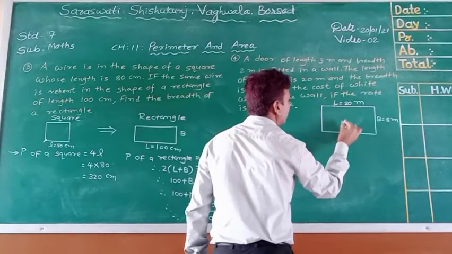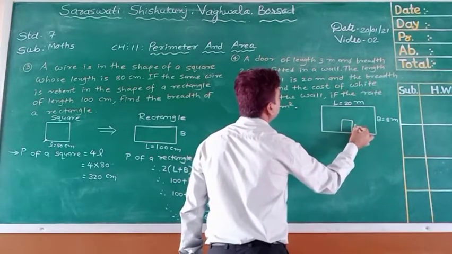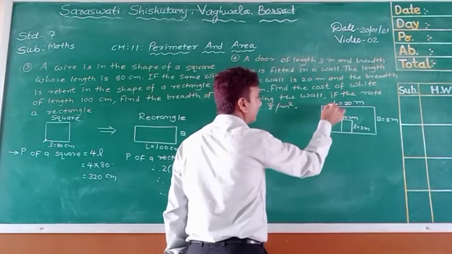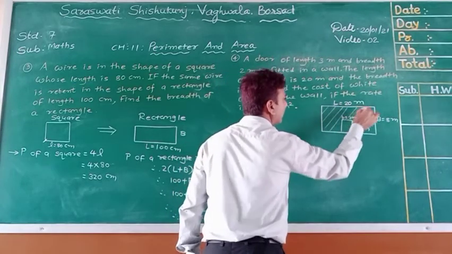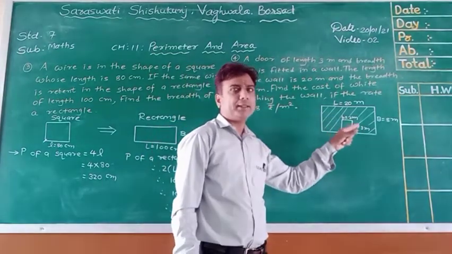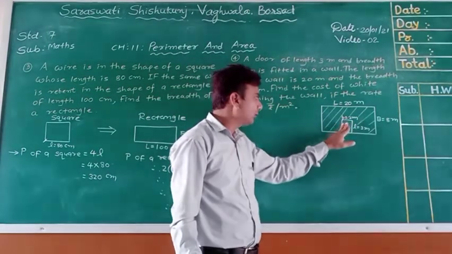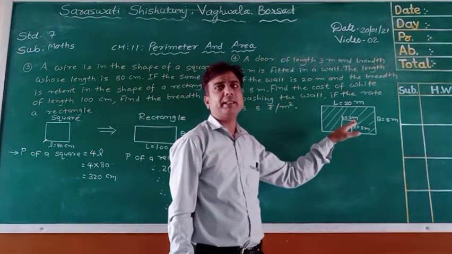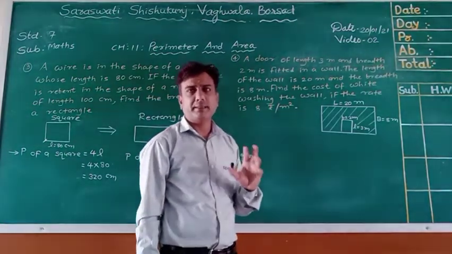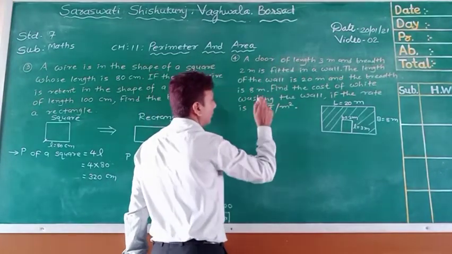Now this door length is 3 meter and breadth is 2 meter. This is the whole wall area. Clear? So we have to paint this wall. We can paint on the wall, we can't paint on the door, so we have to remove this area. So the remaining area we can get, and that remaining area we will multiply with its cost. So finally we can find the cost of whitewashing.